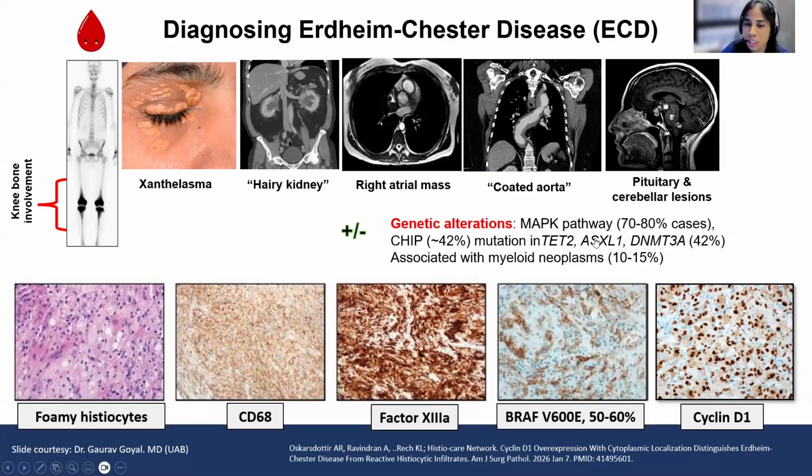And for genetic alterations, it's typically the MAPK pathway in 70 to 80% of cases. There's also recent evidence showing the presence of CHIP mutations, which are TET2, ASXL1, DNMT3A, present in approximately 40% of patients with Erdheim-Chester disease, and they are associated with myeloid neoplasm in approximately 10 to 15% of cases.